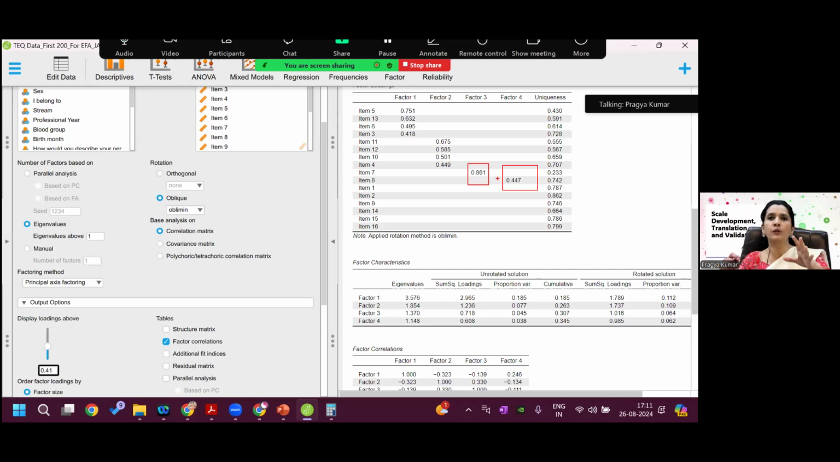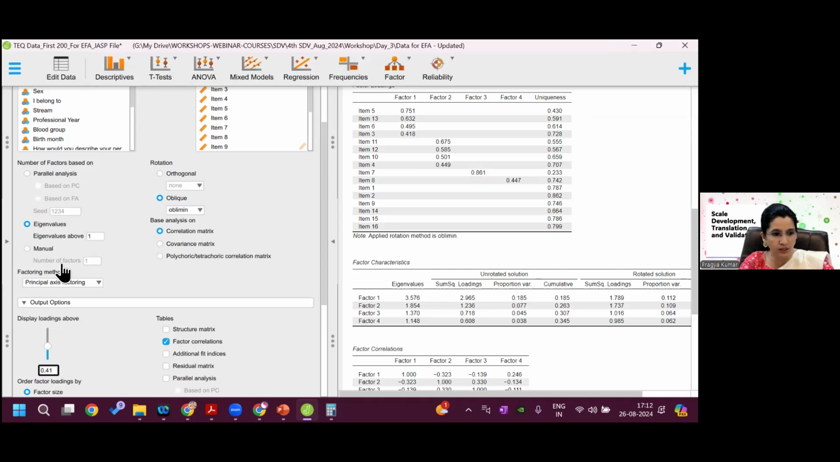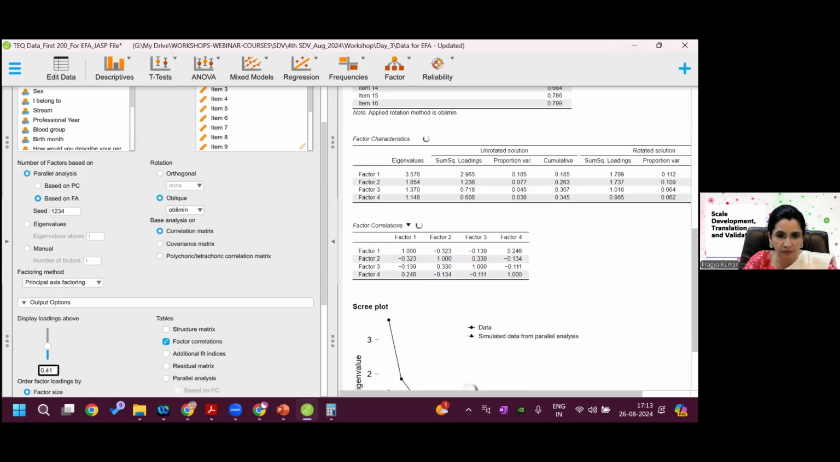And all this you can write in your write-up: that you tried with the eigenvalue, these were the results of the eigenvalue, and that's why you rejected that. Then probably you can go for the other options if you wish, like manual and all. But with the parallel analysis, you will see that there is a 3-factor structure.